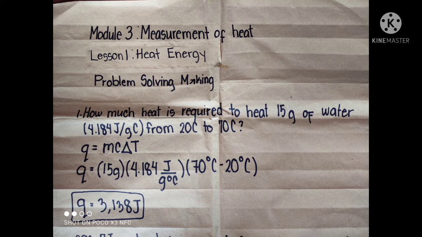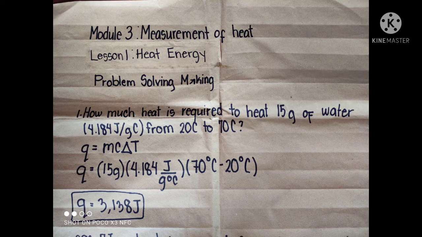To find out the heat energy, we should use the equation Q = mcΔT. Now we're looking for Q, which represents the heat energy absorbed or released. The mass is 15 grams. The specific heat capacity is 4.184 joules per gram per degree Celsius. And the change in temperature, final minus initial, is 70 minus 20 degrees Celsius.